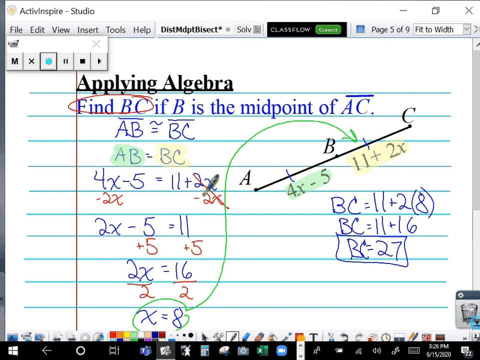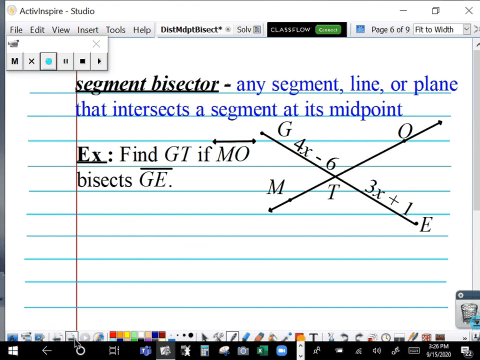Now, one more detail that we can look at, and they'll throw this word out there every once in a while, a segment bisector. Bisect. This word means to cut in half. So it's cutting the segment in half, which means it's going to intersect a segment at its midpoint.